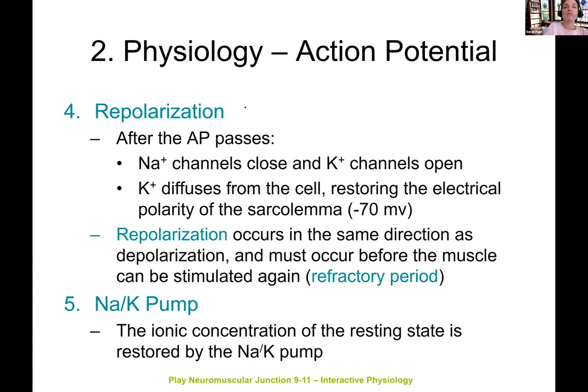It's just return. We need to return it to resting membrane potential. Okay, so we just got to get it back to that negative 70. Put that up here.